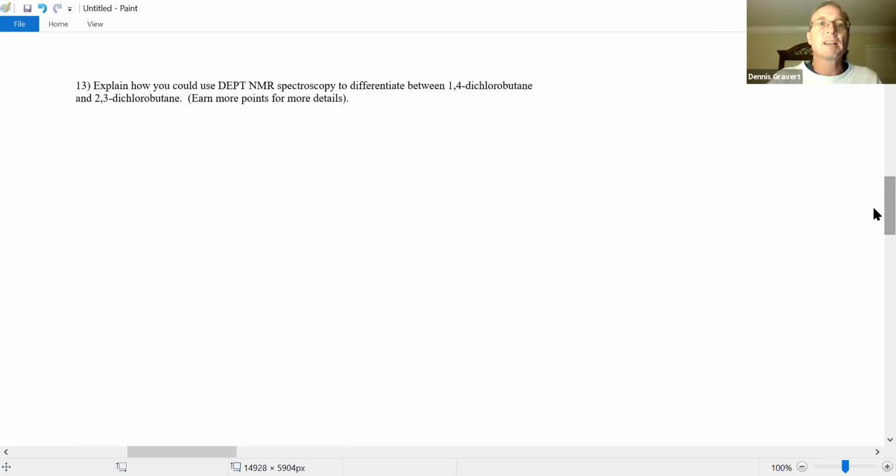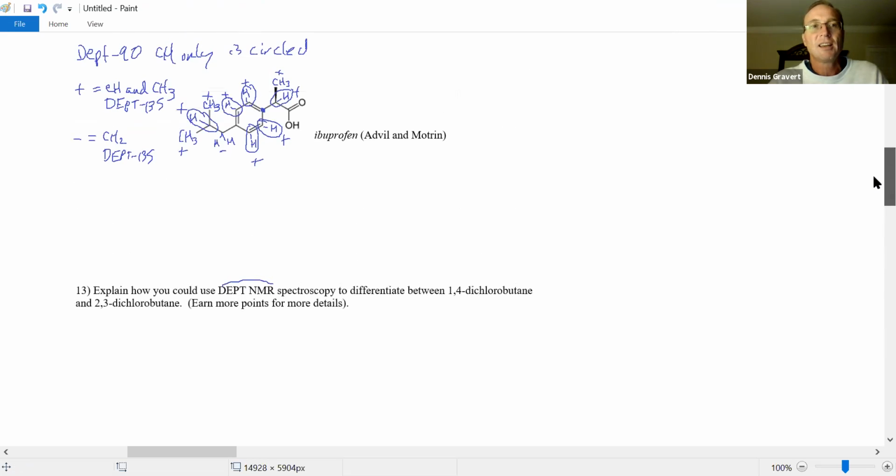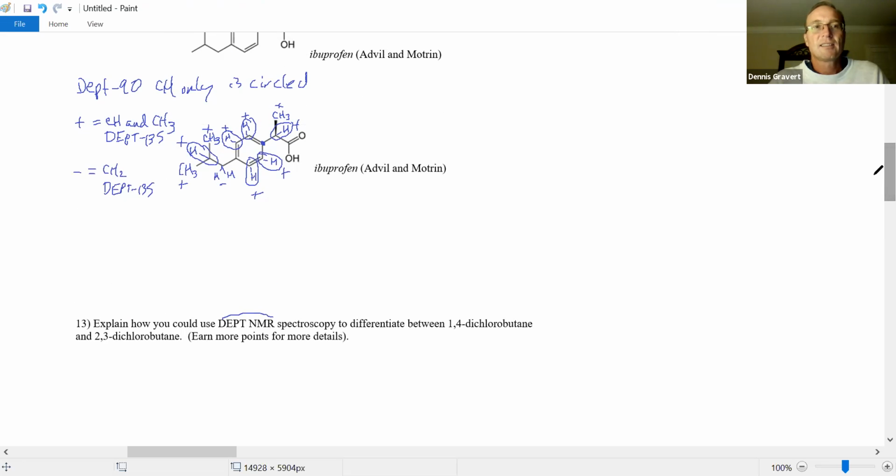Well, now you could use DEPT NMR spectroscopy to differentiate between 1,4-dichlorobutane and 2,3-dichlorobutane. We're looking at the DEPT 90, and again, more points for more details. So DEPT 90, we can go up here and look at our discussion. DEPT 90 looks at CH. The DEPT 135 looks at the odd number of H's, gives you a positive peak, also tells you negative peaks for the CH2 groups.